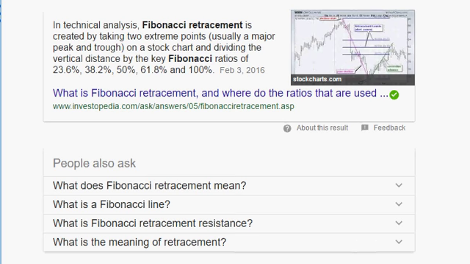created by taking two extreme points, usually a major peak and trough low, on a stock chart and dividing the vertical distance by the key Fibonacci ratios of 23.6, 38.2, 50%, 61.8%, and 100%, written February 3rd, 2016. Let me correct this now.